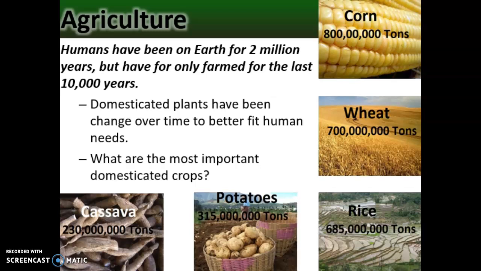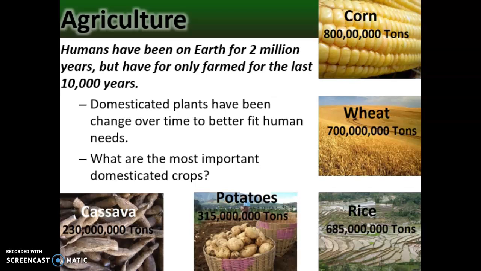Even though humans have been on this planet in some way, shape, or form for about 2 million years, we've only been farming for the last 10,000 years. But in those 10,000 years, we domesticated plants. That means we changed them over time to better fit our needs.